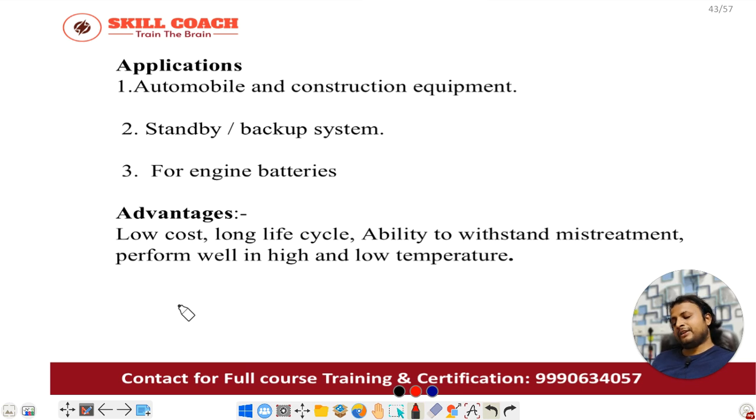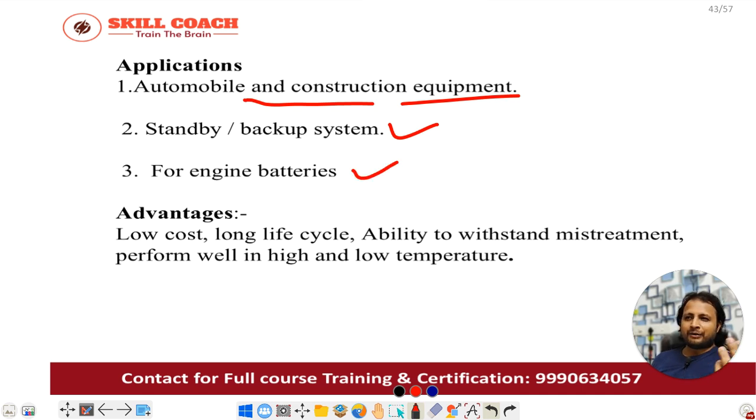And the application, we are using it in automobiles and construction equipment, and for backup of systems, for engine batteries, and in our motorcycles, in 2-wheelers, 3-wheelers, just for the starter purpose, to rotate the motor. For the crankshaft we are using those batteries.